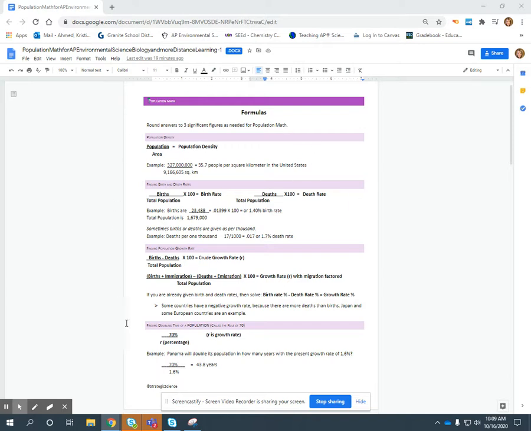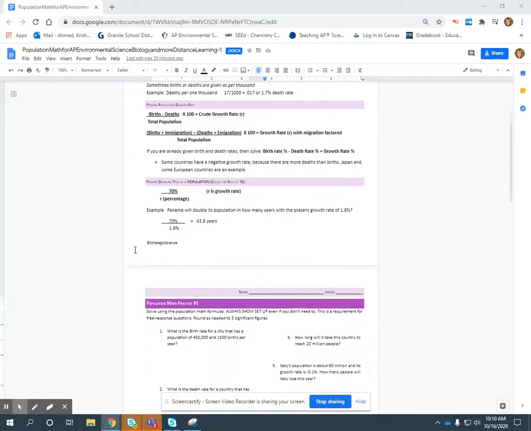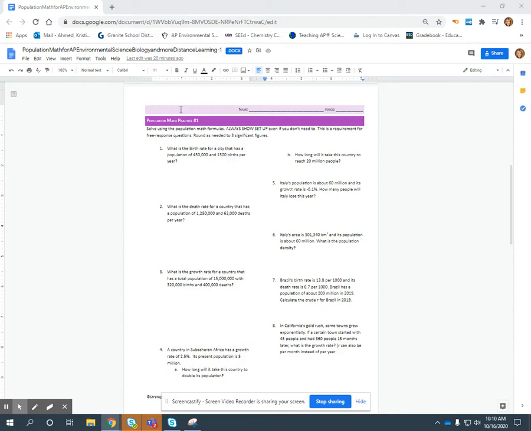So first thing I want you guys to notice is that all the equations that we've been learning about are here on this first sheet, our formula sheet. So this is going to be a good reference for you to refer back to when you're trying to determine which equation to use.